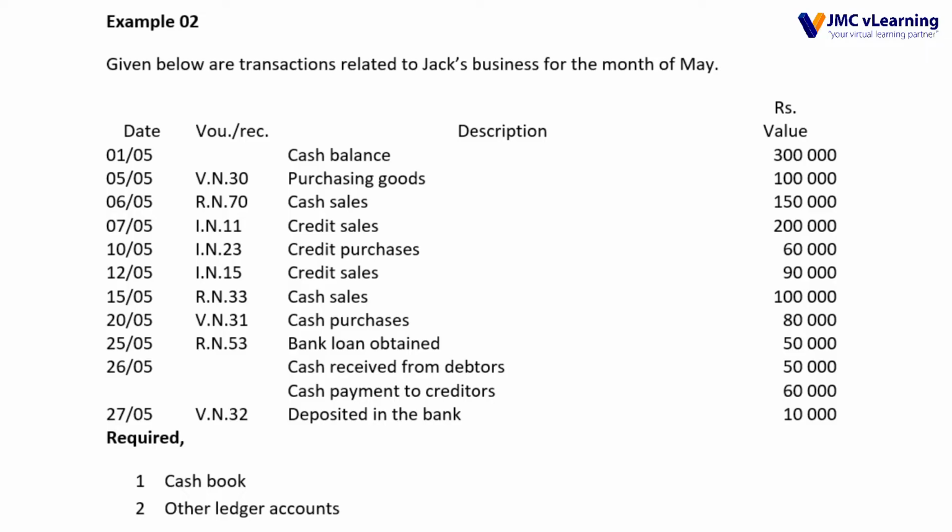Example 2, given below, are transactions related to Jack's business for the month of May. You have given dates, source document numbers, transactions and amounts. The first transaction, cash balance. 1st of May, cash balance 300,000. There you haven't given any source document number or any transaction nature description.